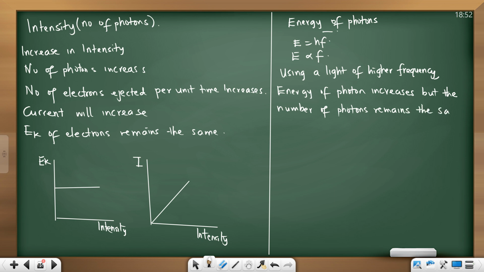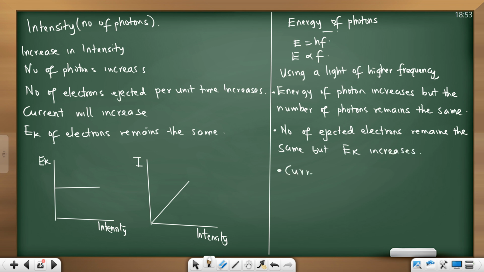So what would this impact on? Since the number of photons remains the same, you know what it means? The number of electrons will also remain the same. Number of ejected electrons remains the same. But kinetic energy increases. Current remains the same.